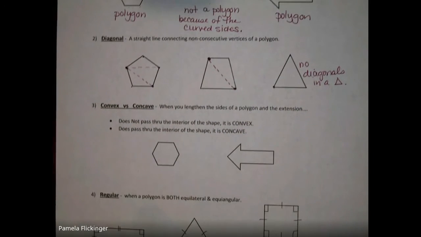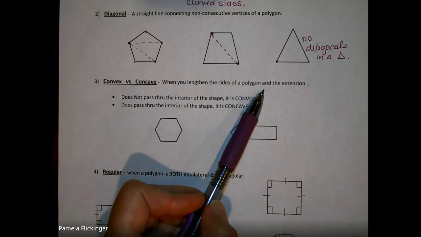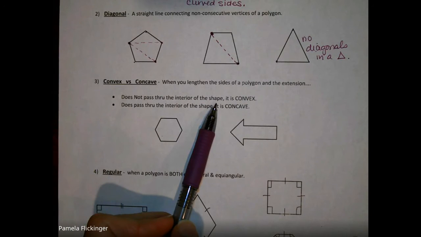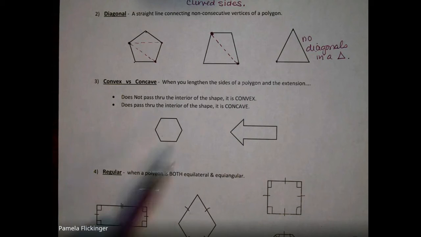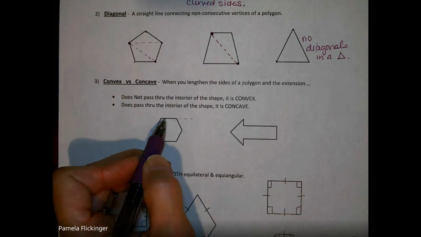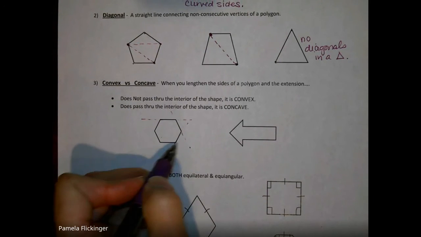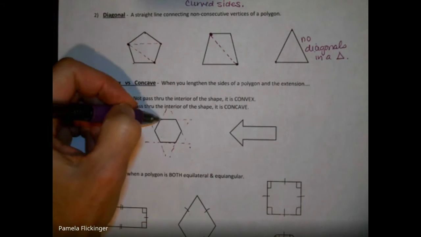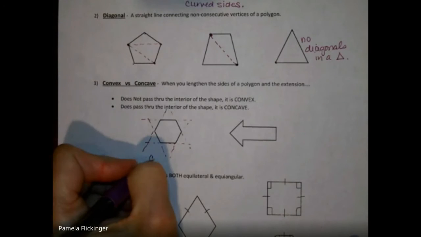Convex versus concave. All right. When you lengthen the sides of a polygon and that extension does not pass through the interior of the shape, it's considered to be convex. So this first figure is convex. If I were to extend all these sides, notice these dotted lines never go through the interior of the picture. All right, all the corners look pushed out, so to speak. So this one is convex.